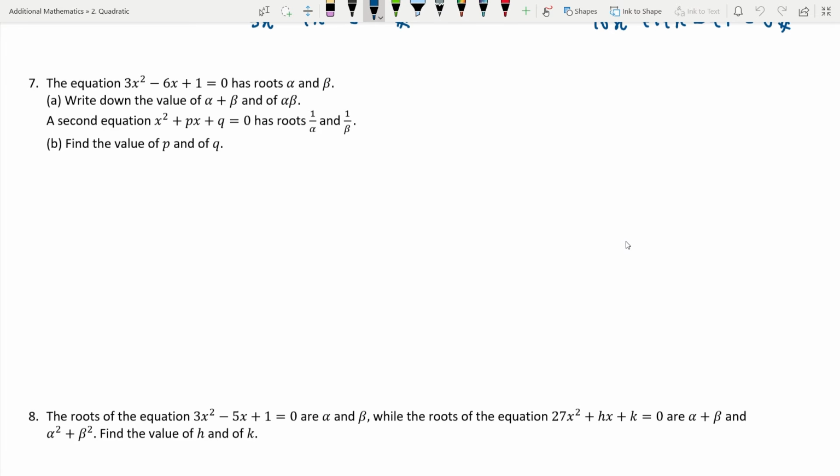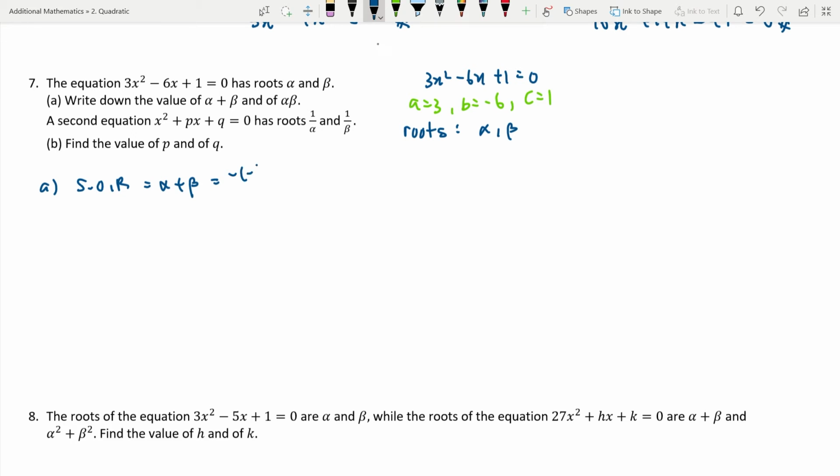Question 7. The equation 3x squared minus 6x plus 1 equal to 0 has roots alpha and beta. Our A is 3, B is negative 6, C is 1, and roots are alpha and beta. A. Write down the value of alpha plus beta and of alpha beta. The sum of root is alpha plus beta equal to negative b over A, equal to 2. The product of root is alpha beta, which is C over A, 1 over 3.